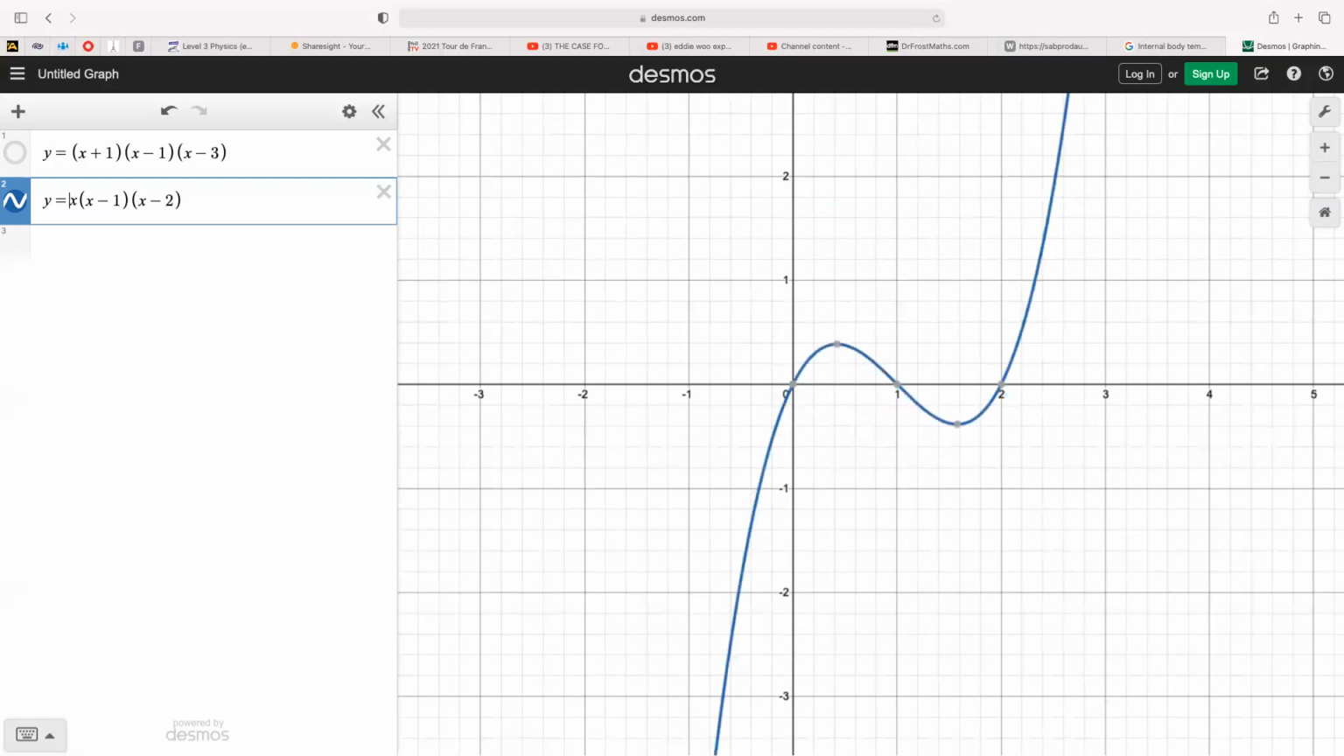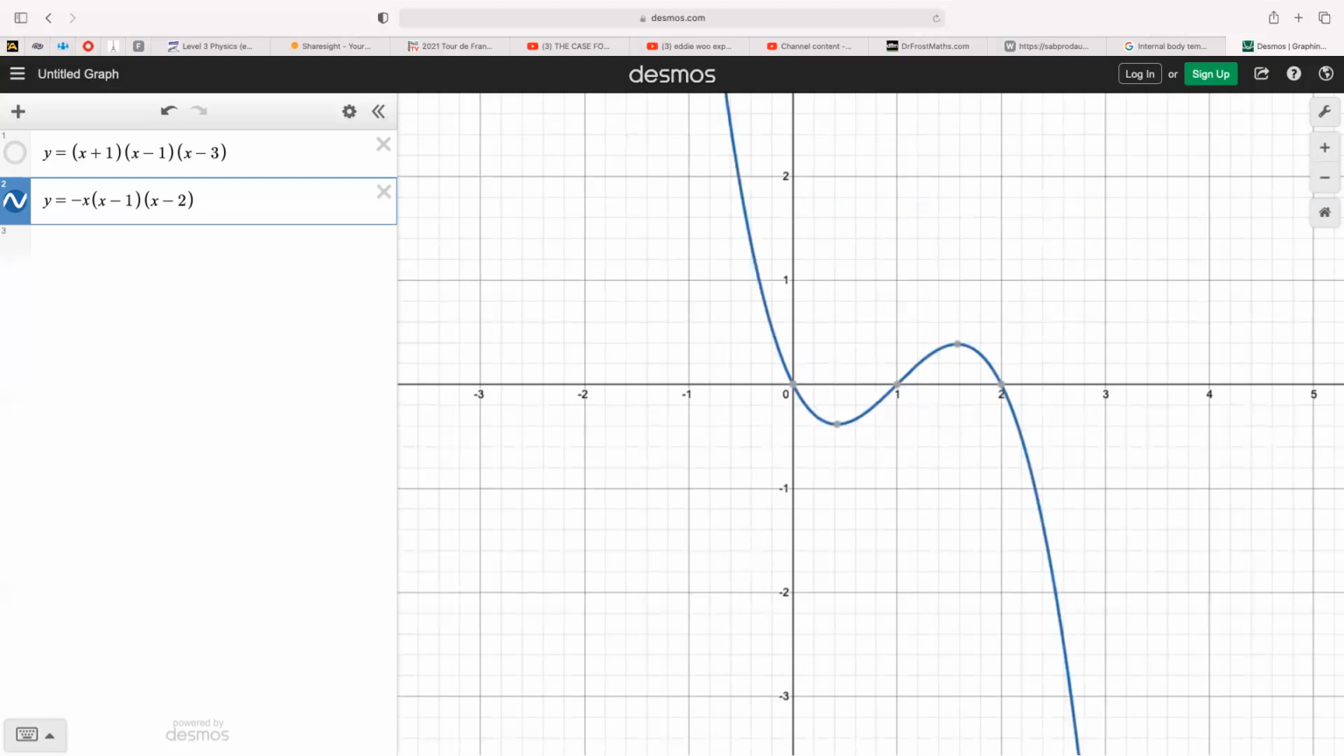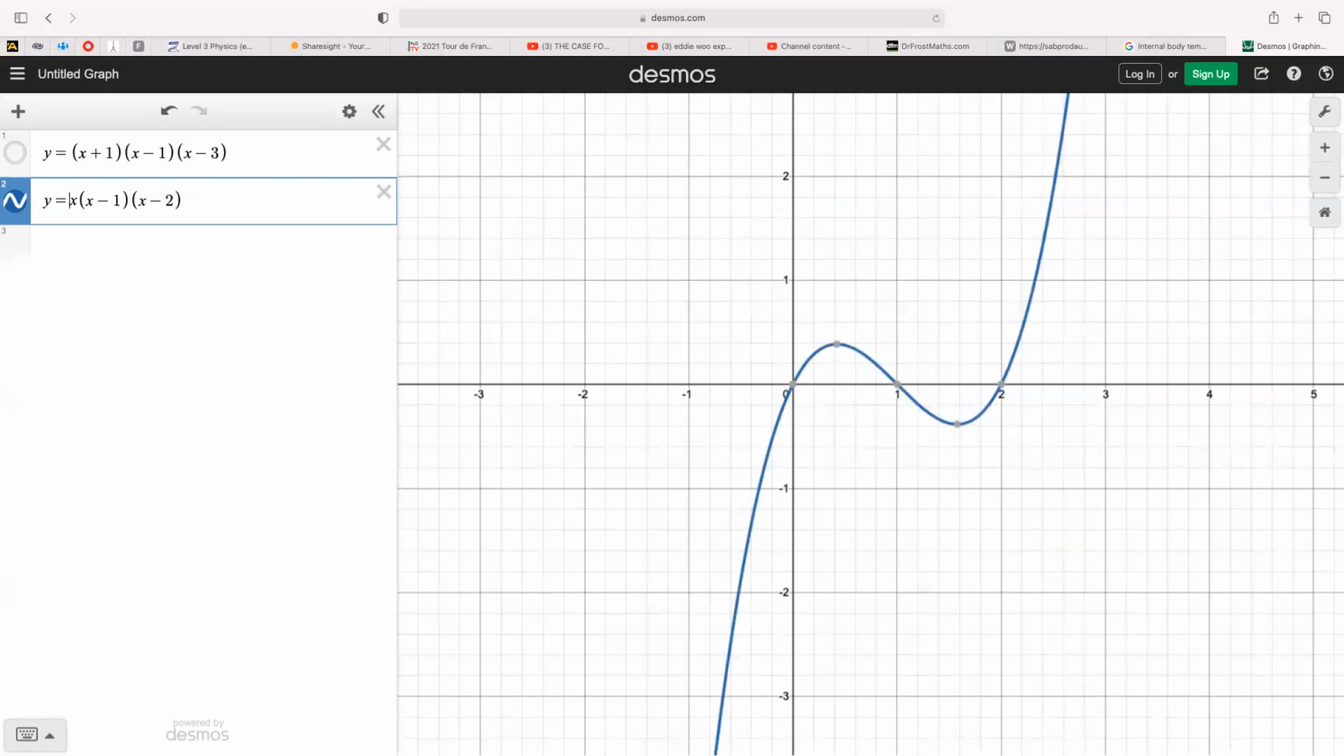If I remove that, you can see it flips it back again. That's a nice thing to do, play around with that. And I think you need to go into Desmos and play around with these things yourself as well. Let's take this one because this is a nice kind of parabola to muck around with. So I'm going to copy it, parabola, cubic. And I'll take this one out.